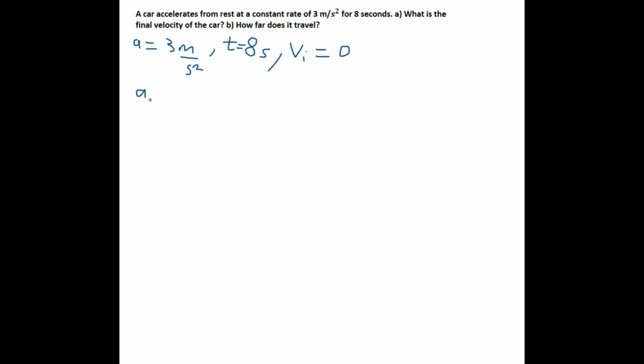So now to find the final velocity of the car, let's use the equation. The final velocity is equal to the initial velocity plus acceleration times time. If we plug in our variables, we get that the final velocity is then equal to 0 plus 3 times 8, which is equal to 24 meters a second.